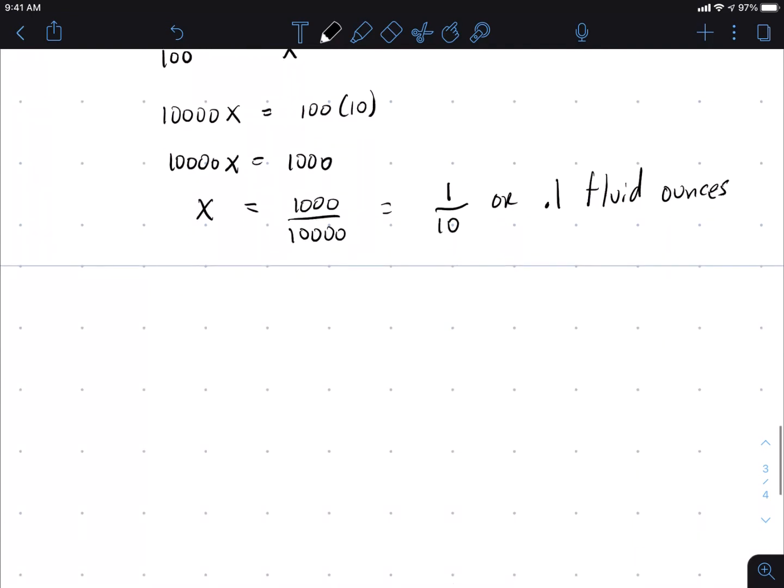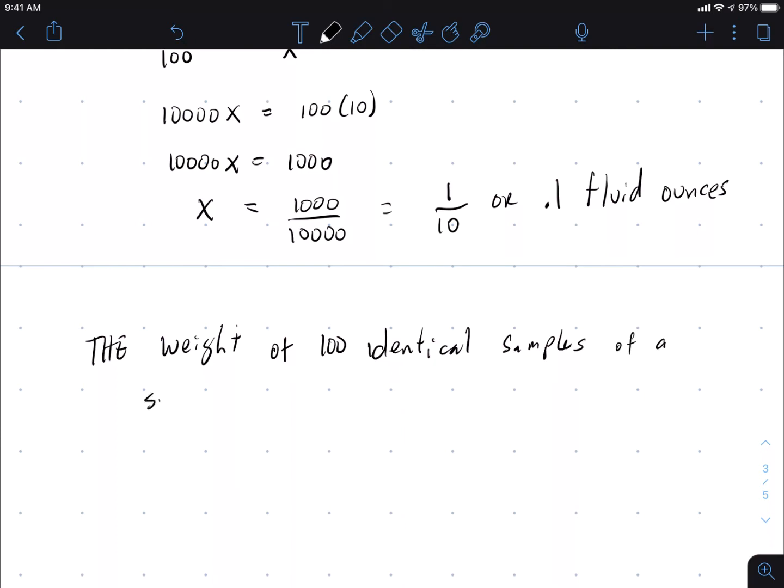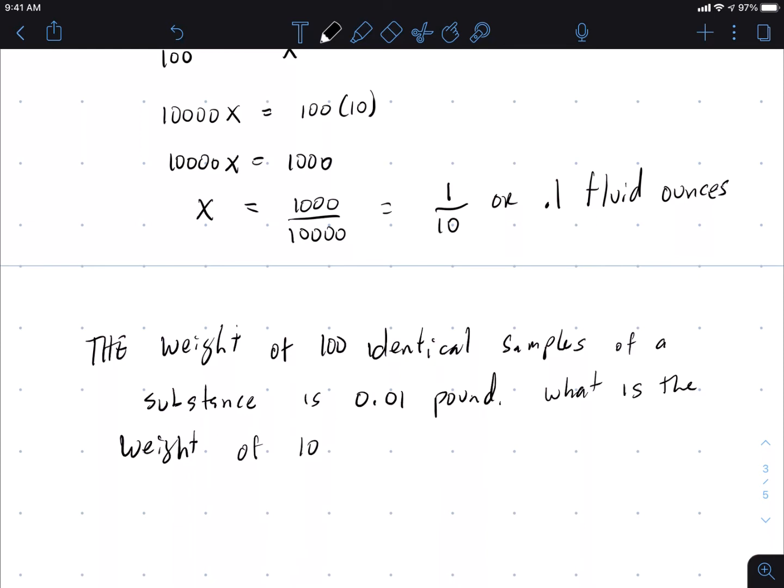Okay, so here's this next example. It says the weight of 100 identical samples, and that's important because that's saying that they're all equal in weight, right? Of some substance is 0.01 pound. What is the weight of 10 samples?